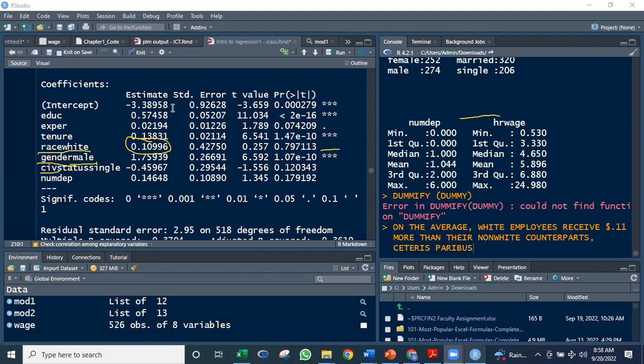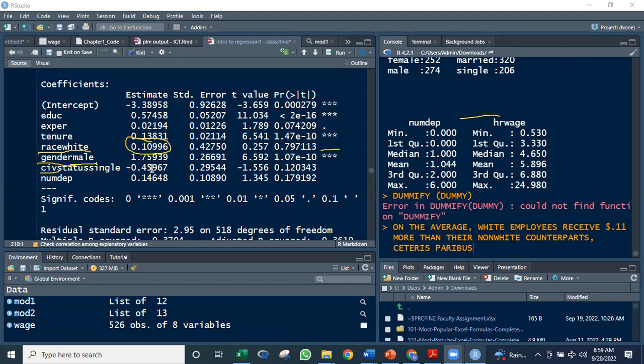So, how do we interpret this? On the average, an employee with no education, no experience, no tenure, who is non-white, who is female, who is married, and no dependents, receives on the average negative $3.39 of hourly wage. Okay, let me repeat that. Kasi sabi natin, zero dapat lahat yung mga independent variables natin. So itong taong ito, with zero education, zero experience, zero tenure, who is non-white, remember guys, pag zero ito, non-white yun. Right? Kasi factor ito, class eh. Pag zero tong race white na ito, ibig sabihin si non-white yun. Pag zero tong gender male na ito, ibig sabihin si female yun. Pag zero tong civil status na single na ito, ibig sabihin si married yun.